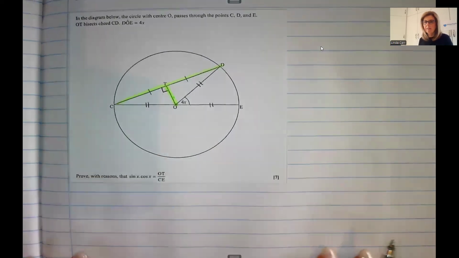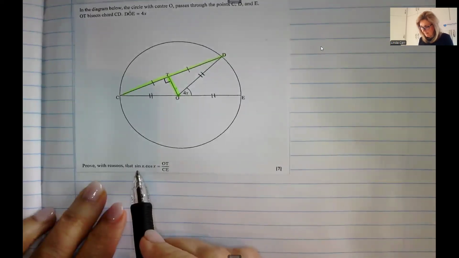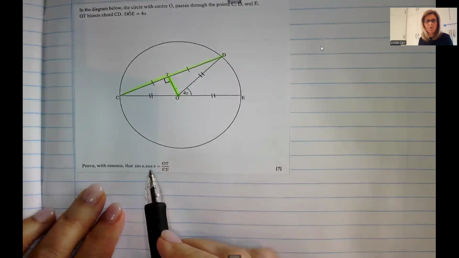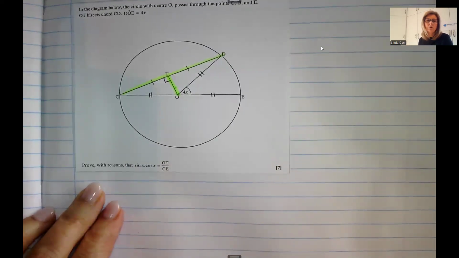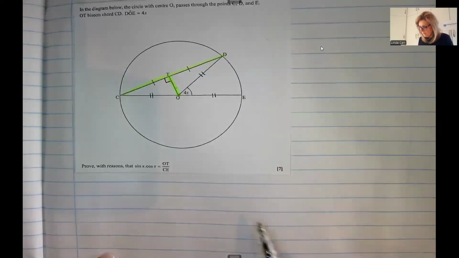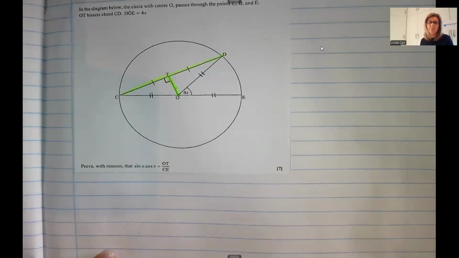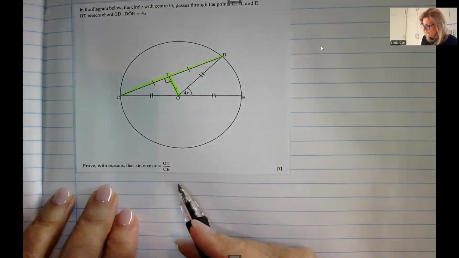And then they come in with an absolute curveball here and tell us to prove with reasons that sine x times cos x is equal to OT over CE. So this will feel quite random because we've got some trigonometry mixed in with a proportion of some sort. That's what it feels like. Okay, so this would be like your last trig question, or maybe your first or last Euclidean geometry question. Okay, so what do we know?